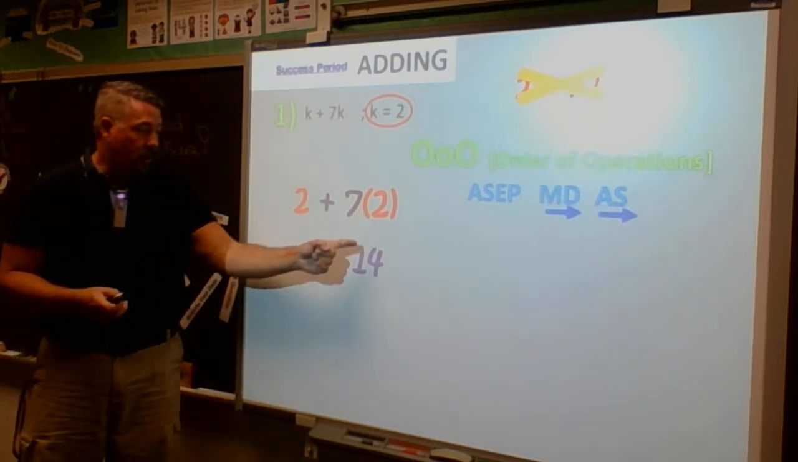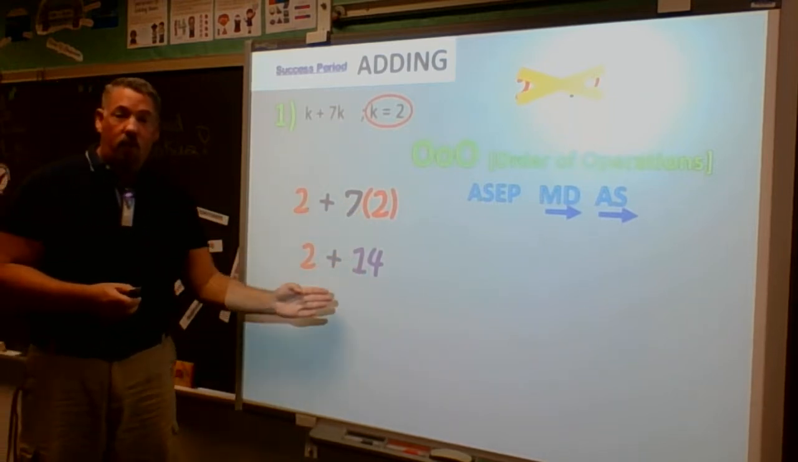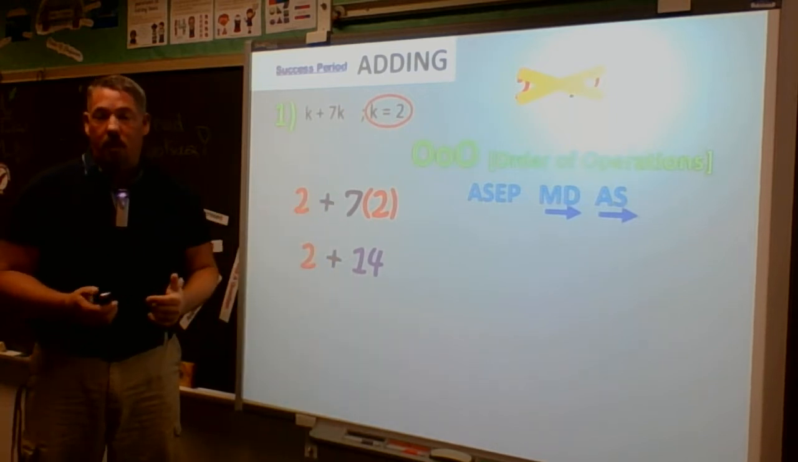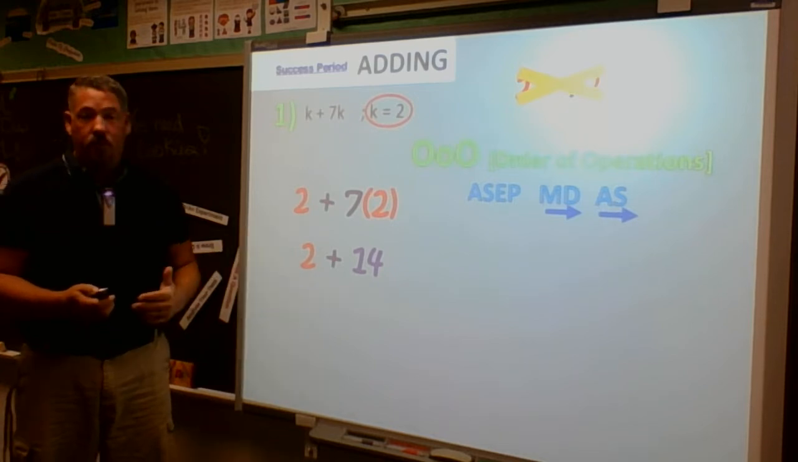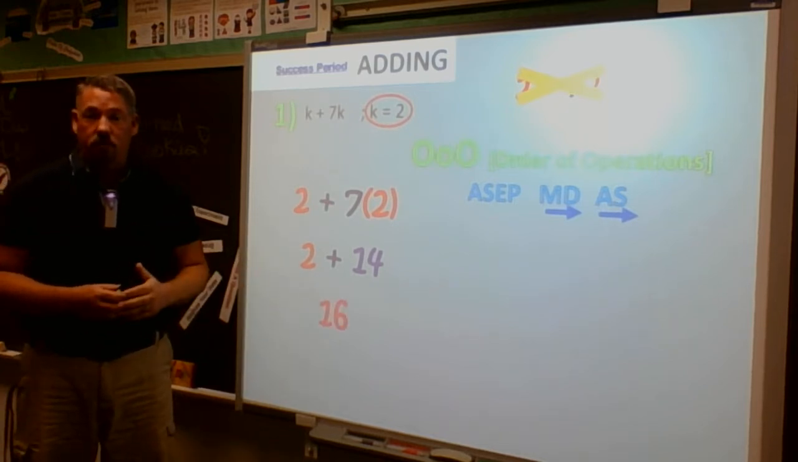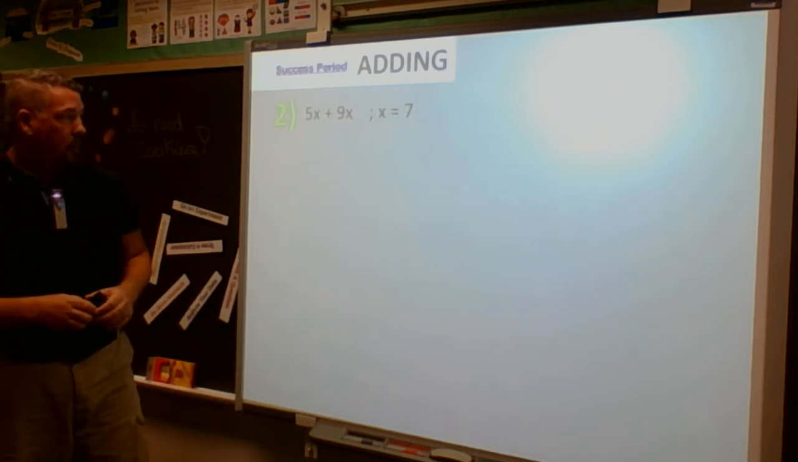So I do my 7 times 2, which is my 14. I rewrite it with the 14 in there. And that leaves me with my last step of the order of operations, simply adding. So I have 2 plus 14. That's going to give me 16. That's my answer. Going to the second one then.